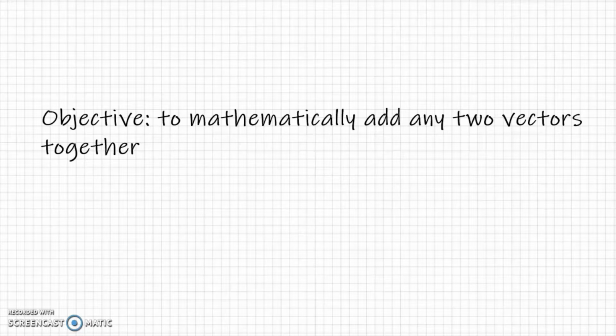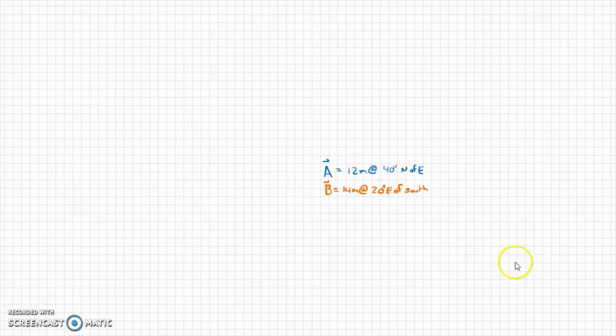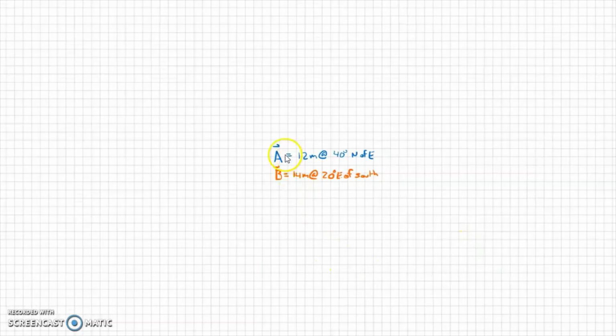Hey there, class. We are here today to look at how to take two vectors, and these could be any two vectors that we deal with, and how we're going to actually add these together mathematically. So basically, these are the two vectors that I'd like to take a look at. The vector A, which is 12 meters at 40 degrees north of east, and the vector B, which is 14 meters at 20 degrees east of south.